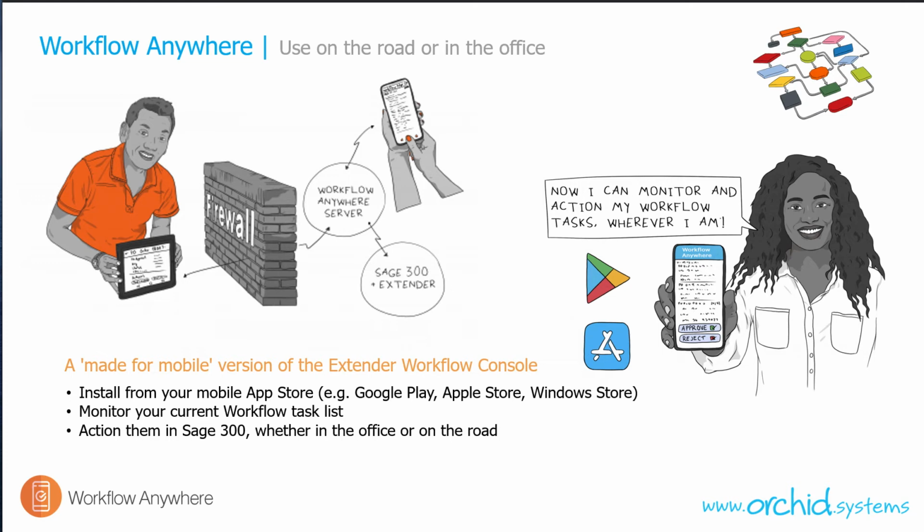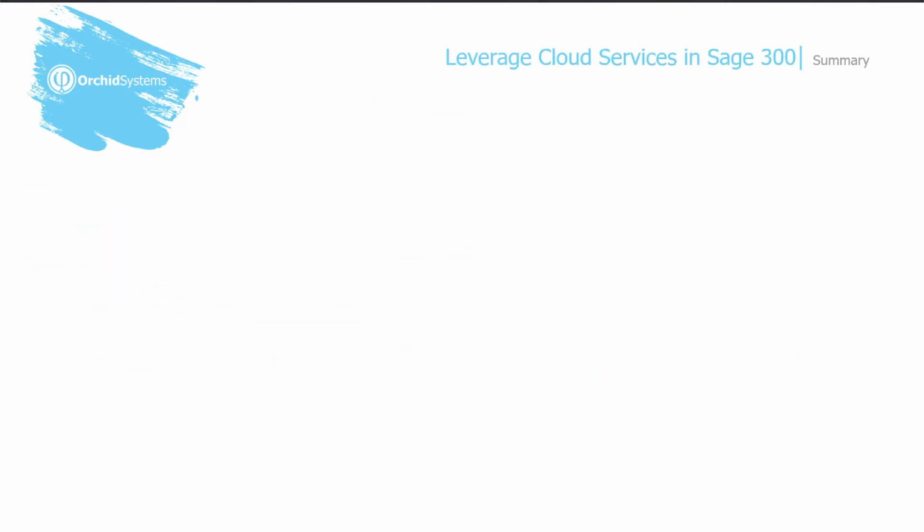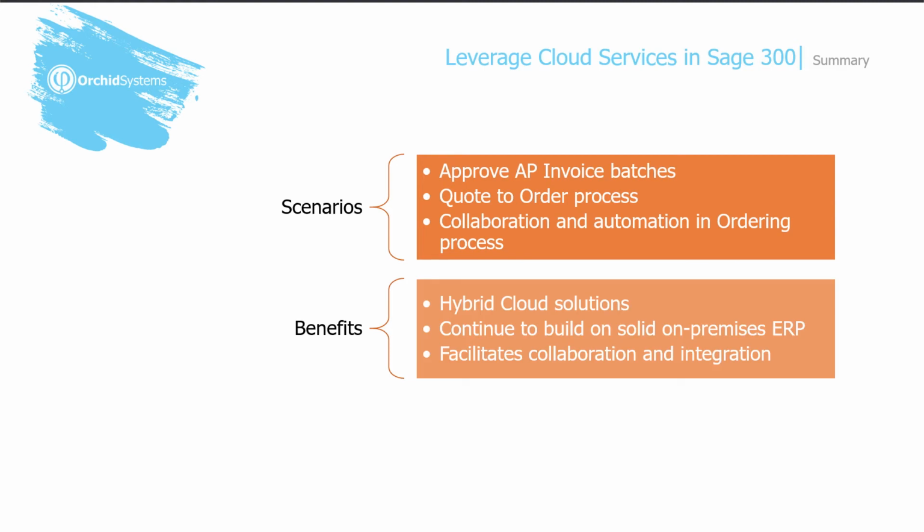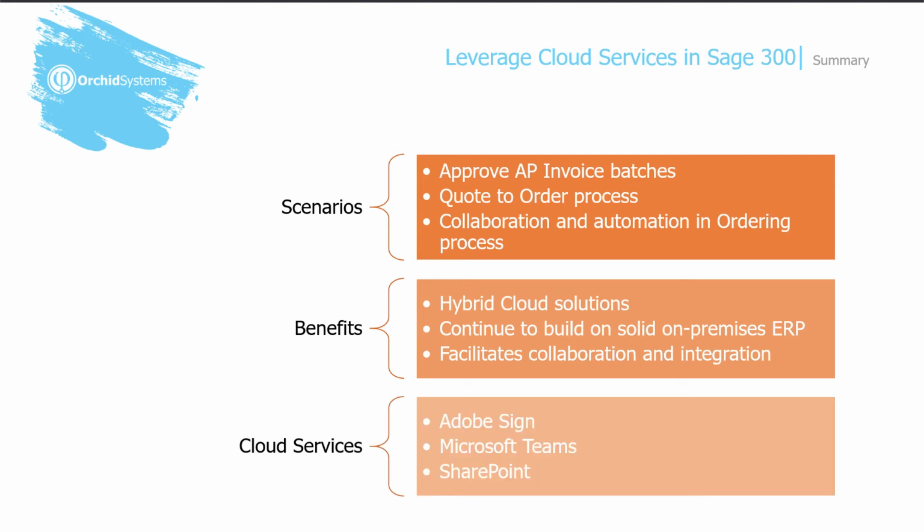In this presentation, we have looked at scenarios in accounts payable and order entry. The scenarios show how you can build tailored and efficient processes integrating Sage 300 and cloud services to improve collaboration among team members. We have looked at examples with Adobe Sign for digital signatures, Microsoft Teams for collaboration, and SharePoint to share documents. Similar solutions can be built with other platforms such as DocuSign.